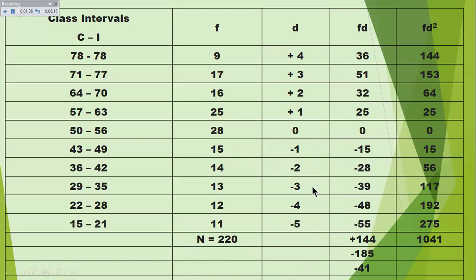Then 3 square, plus 9. Multiply with 13. The answer is 117, obviously plus. 4 square, 16, multiply with 12. The answer is 192. 5 square, plus 25, multiply with 11. The answer is 275. Now take the total of all numbers. The total is 1041. 1041 is our summation FD square. Minus 41 is our summation FD.